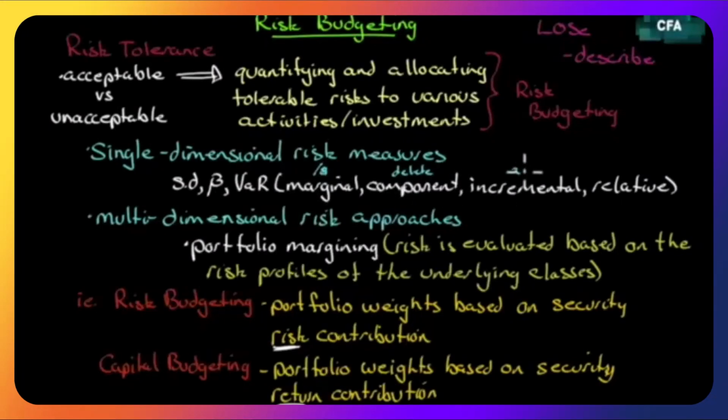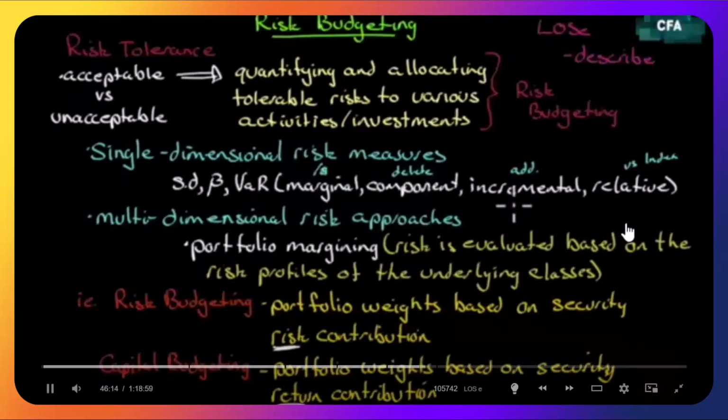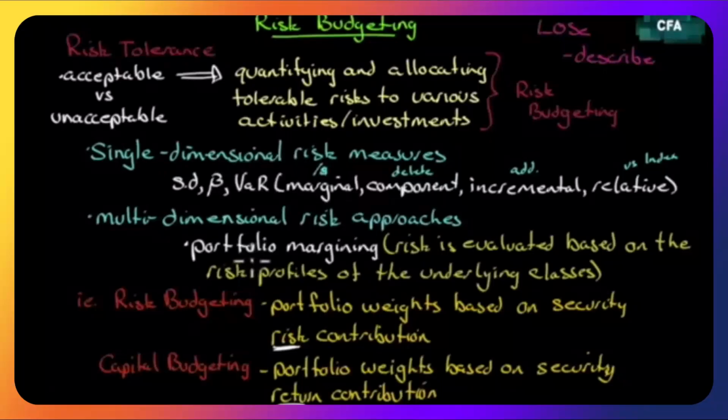Incremental VAR is what happens when we add a particular asset or a particular project to the overall risk. And relative VAR is the value at risk versus some index. And again, if you want to know more about this, FRM will lead you through the whole thing. Multidimensional risk approaches. And this is something called, if you ever heard the term, portfolio margining. And so let me see if I can explain that.